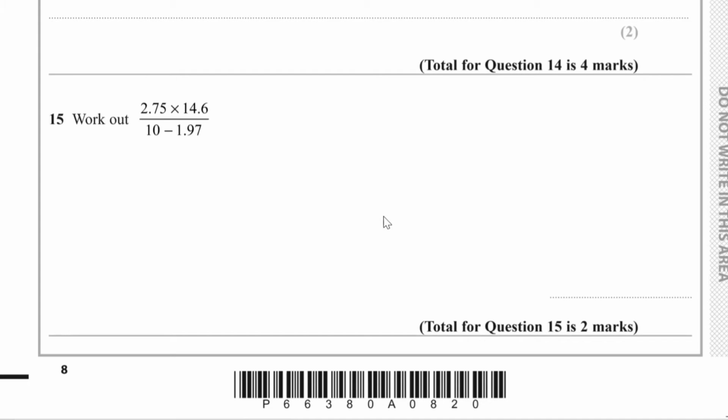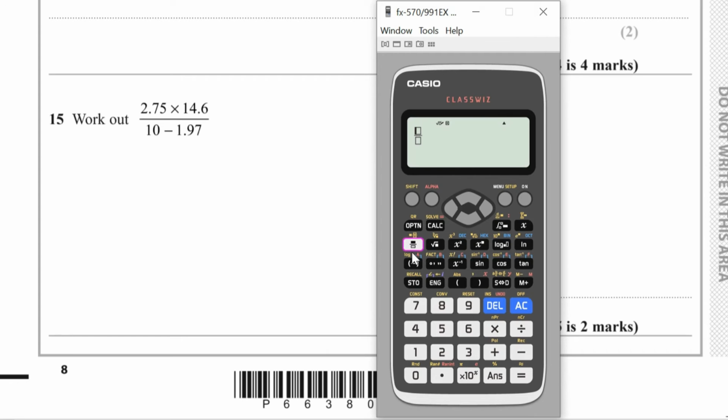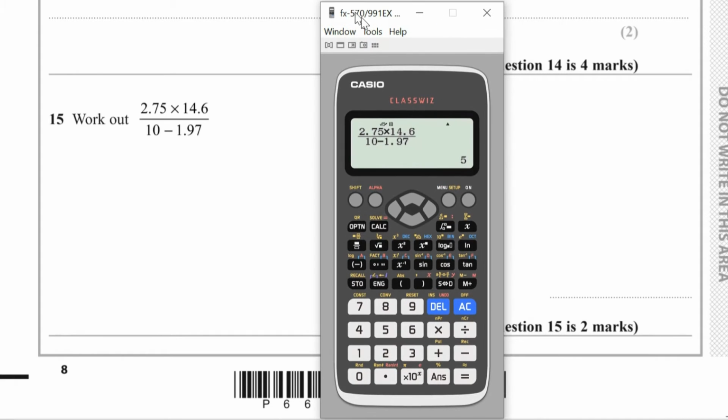Question number 15, we have to work out 2.75 times 14.6 divided by 10 subtract 1.97. Well, what we can do is work out the value of this using our calculator. On our calculator, we have 2.75 multiplied by 14.6 divided by 10 subtract 1.97, and it turns out we get a value of 5.